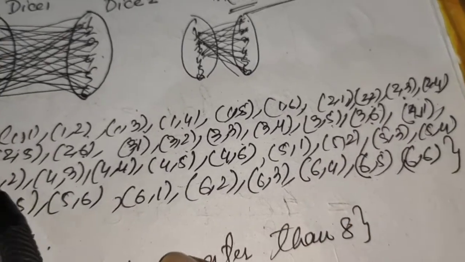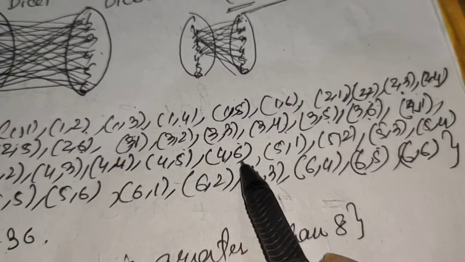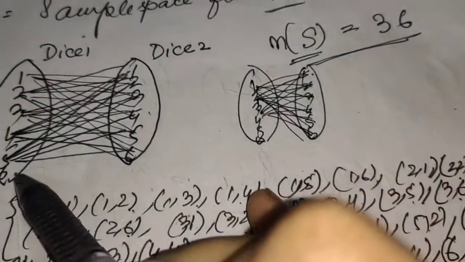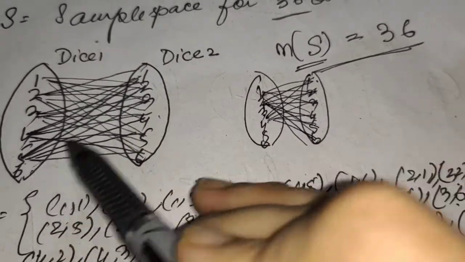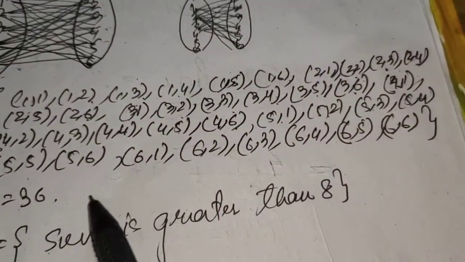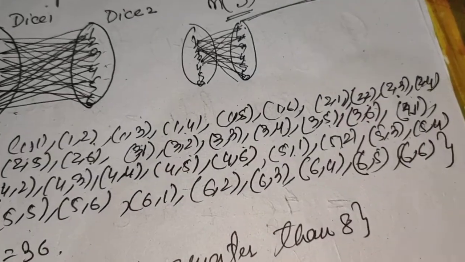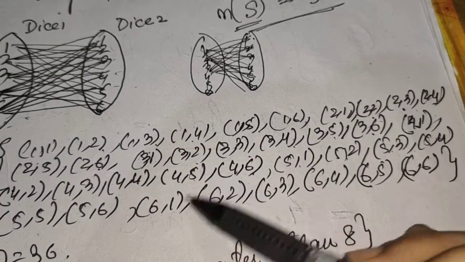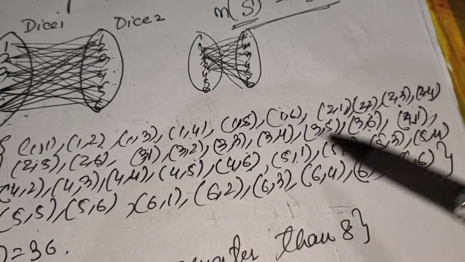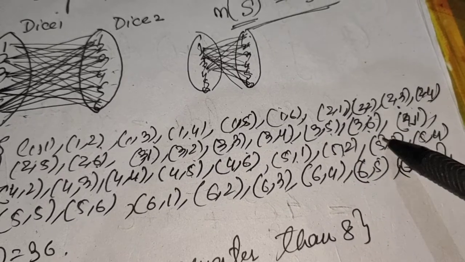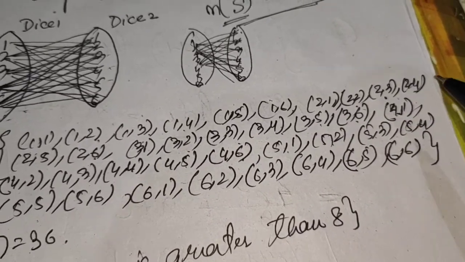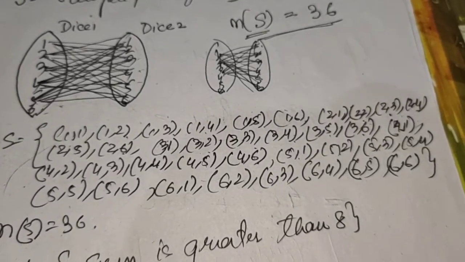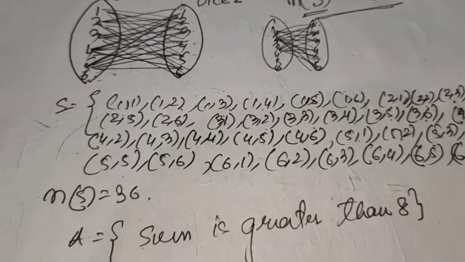Similarly 4 1, 4 2, 4 3, 4 4, 4 5, 4 6. Again 5 1, 5 2, 5 3, 5 4, 5 5, 5 6, and the last one, 6 is connected with 6 1, 6 2, 6 3, 6 4, 6 5 and 6 6. The total number of outcomes is 36 if you count it: 1 2 3 up to 36. So all together 36 outcomes are there in your sample space, which means the cardinal number is 36.